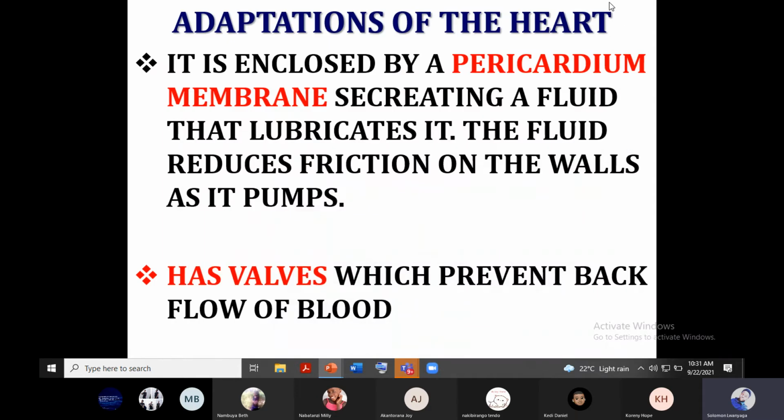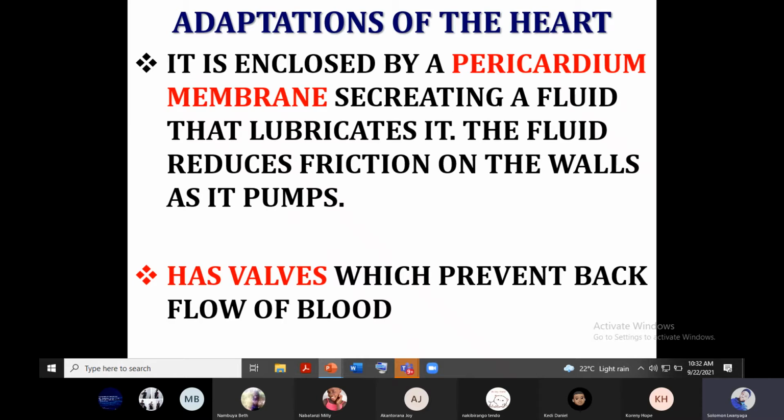The first thing it has is what we call a pericardium membrane. Now, the pericardium membrane secretes a fluid that lubricates the what? The heart. It secretes a fluid that lubricates the heart walls and reduces friction. Because, guys, we have to appreciate that the heart works not only when you are awake, it keeps working even when you're sleeping. Your heart is always working. But how is it able to do that without ever getting fatigued? We are going to get to that point.